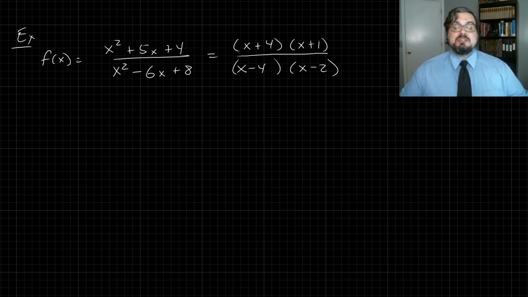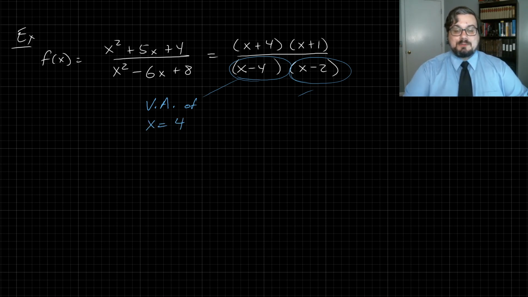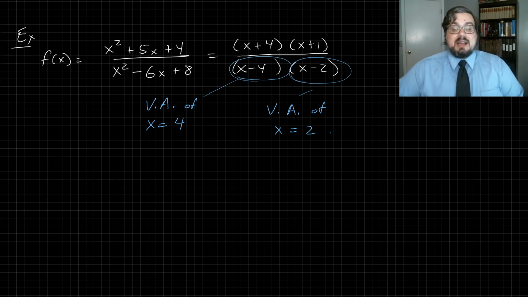So this is the reduced form of the rational function f, and so we can look at the denominator to find our asymptotes. Now in this case, we have two vertical asymptotes. So we've got a vertical asymptote, which I will from now on abbreviate as VA usually. We have a vertical asymptote at x equals 4 and a vertical asymptote at x equals 2. So this is how we determine the vertical asymptotes of a function.